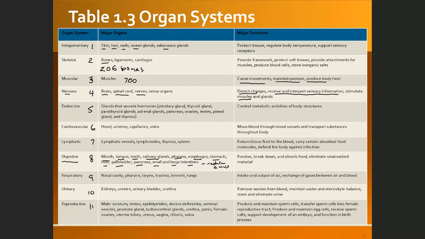The next one, number 5, is the endocrine system. It consists of organs called glands, endocrine glands. There are more than 100 endocrine glands in our body, for example the pituitary gland, thyroid gland, pineal gland, and so on. All of these glands have a function to control metabolic activities. And then the next one is called the cardiovascular system.